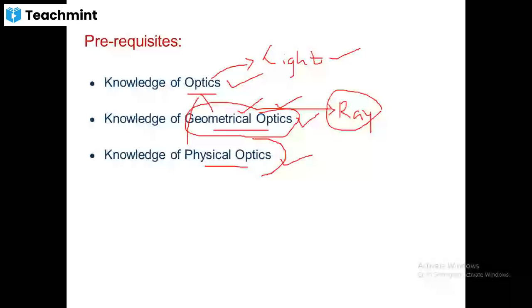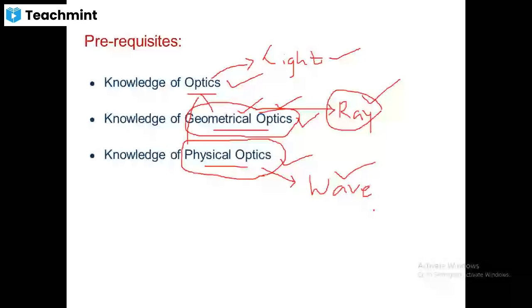Then, in this semester, we will be studying physical optics. So what is physical optics? Physical optics is again a branch of physics which deals with studies related to light. Here we will be talking about the so-called wave nature of light. There we were talking about the ray nature of light, rectilinear propagation. Here we'll be talking about the wave nature of light.